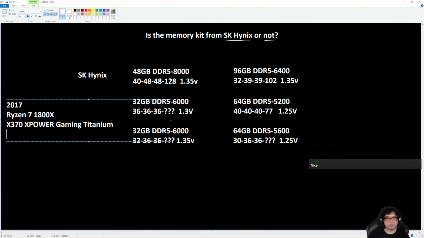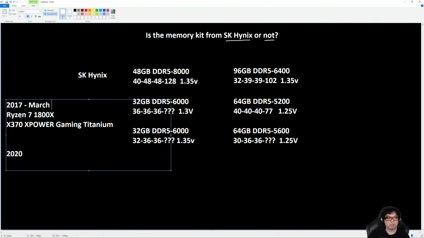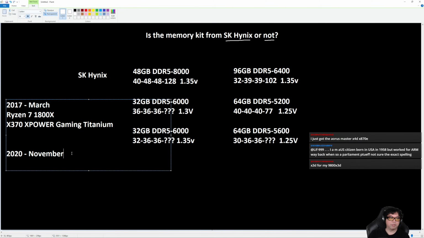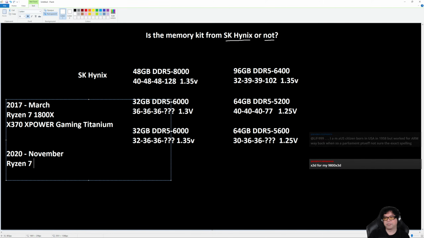So in 2020, this is literally 3 years later. Think about that. More than 3 years later, it was like 3.5 years later, because let's say this is March 2017, and now November, pandemic year. This is literally 3.5 years later. What do I get? Ryzen 7 5800X.